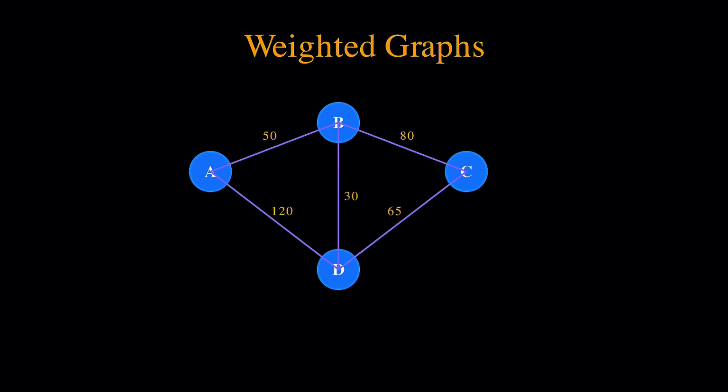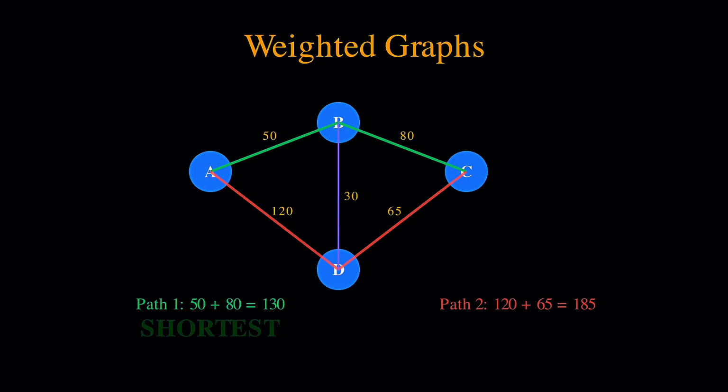Edges can also have weights, numbers that measure the strength or cost of a connection. In a road network, the weight might be distance in miles. Between airports, it could be flight time. Weights let us ask, what's the shortest or cheapest path? Not just any path, but the best one.